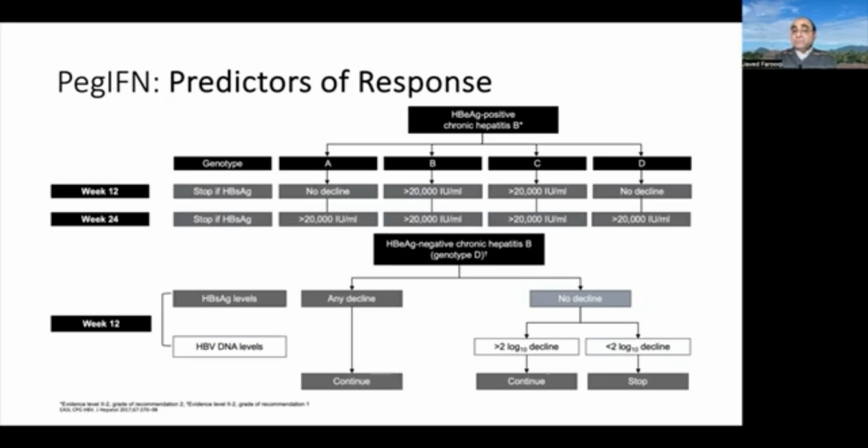The only upside of the pegylated interferon is that when it gives response, it is a finite duration of therapy. So at week 12 or 24, depending upon the HBe antigen positive or negative patients, you can decide whether you need to treat the patient for the full 48 weeks of therapy or you want to stop.